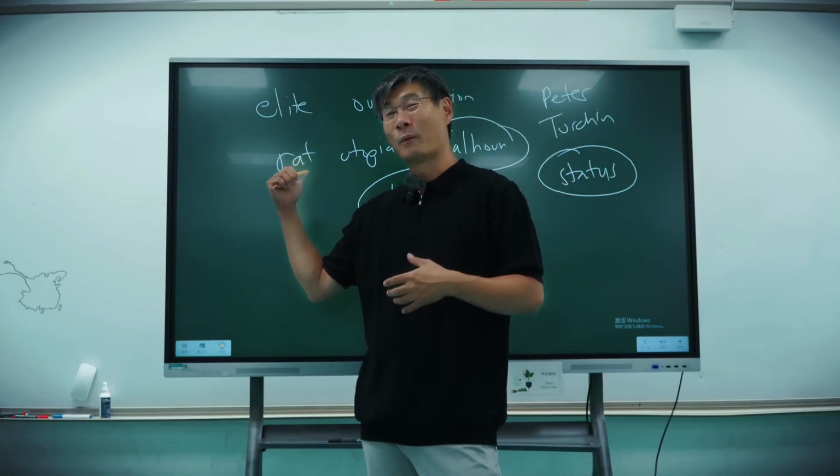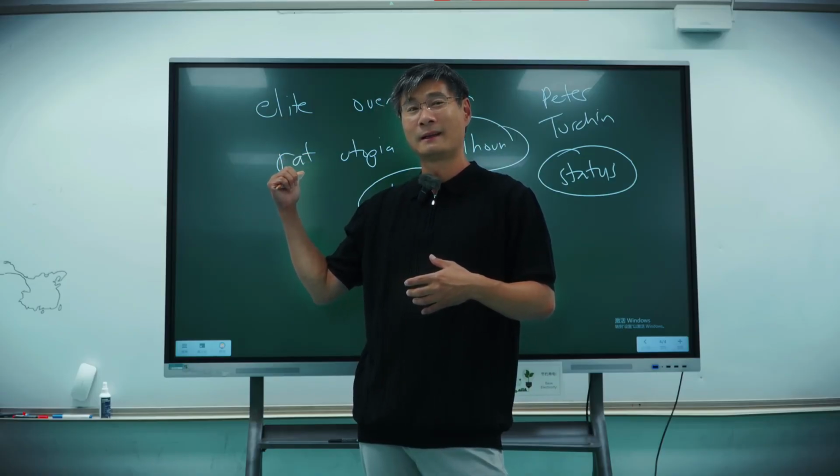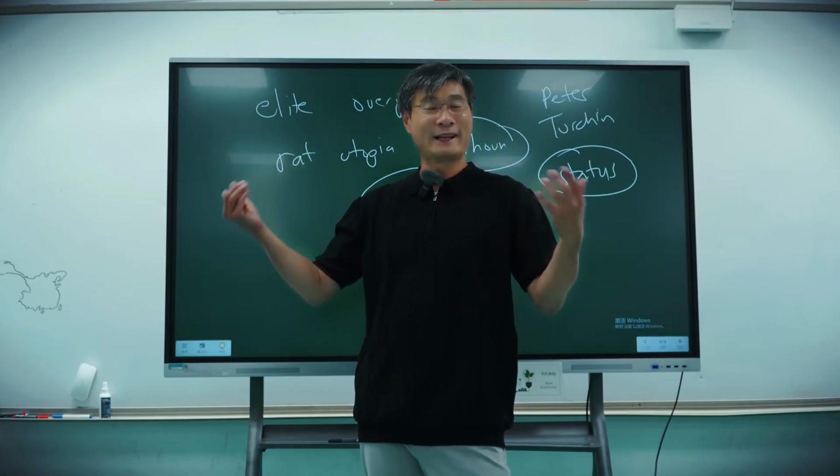But what's the problem with James Calhoun's experiment? Why do they fight each other?